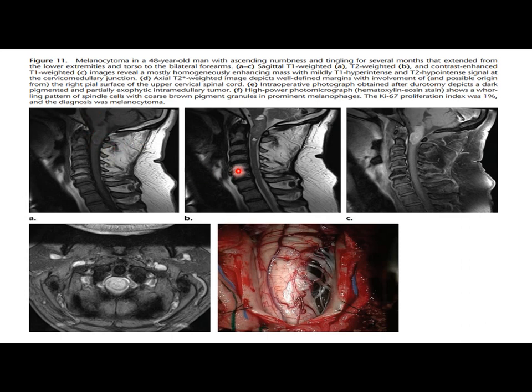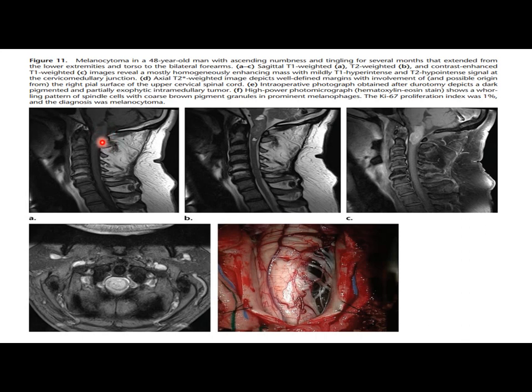This is a sagittal T1 and T2 with contrast enhanced T1. The idea is that on T1 there is some area of hyperintensity. Yes. And that's because there is melanin. Melanin is hyperintense on T1 weighted images. Yes. Okay, so this is the clue.